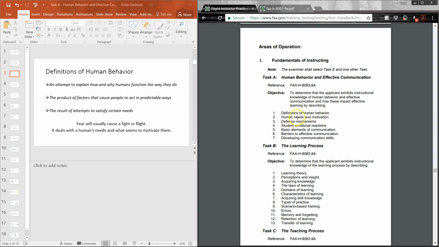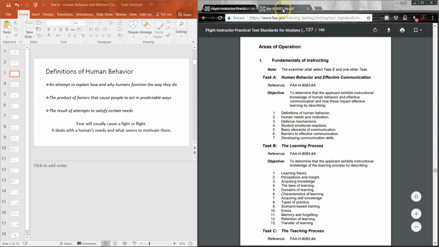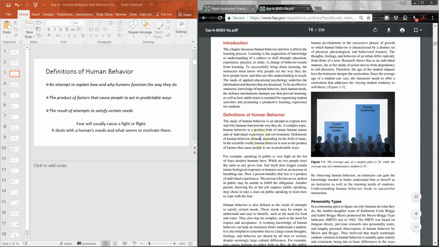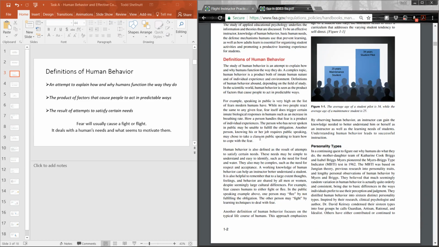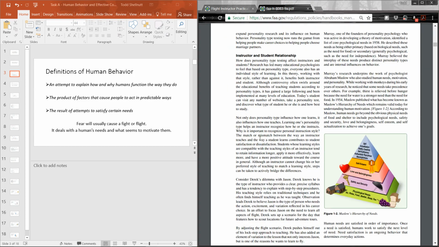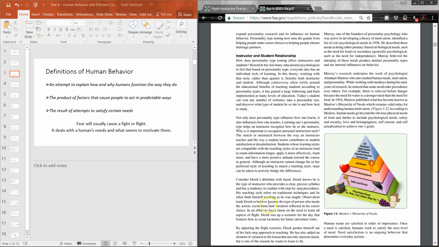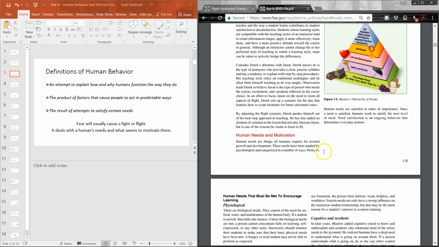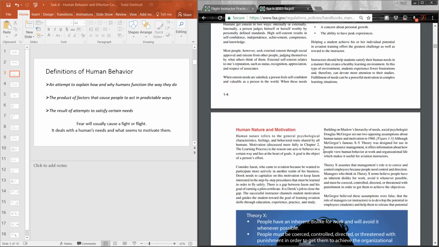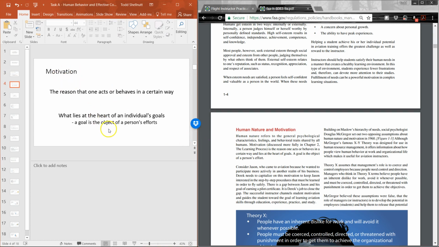Sometimes this stuff is not necessarily in the correct order in the book, so personally, I don't like to talk about human needs prior to talking about motivation. But if you look in the book, you'll see that human needs actually comes first, and motivation is down here on 1-5. So if I click to the next slide, I like talking about motivation first. I think it makes the conversation flow better.